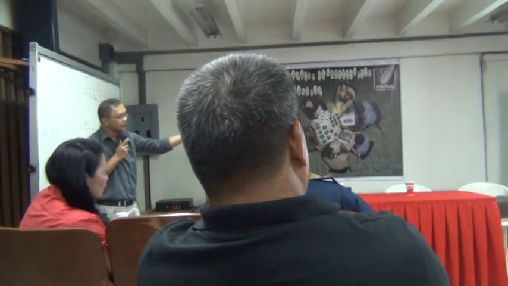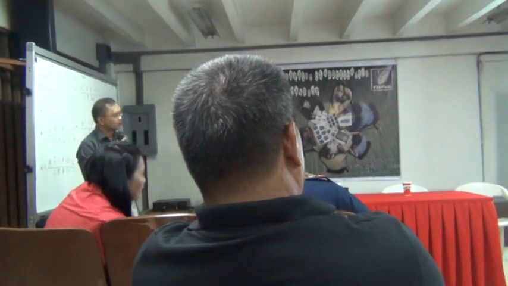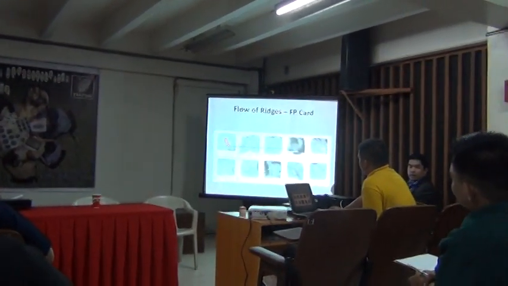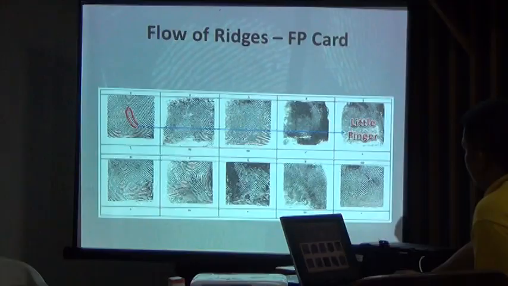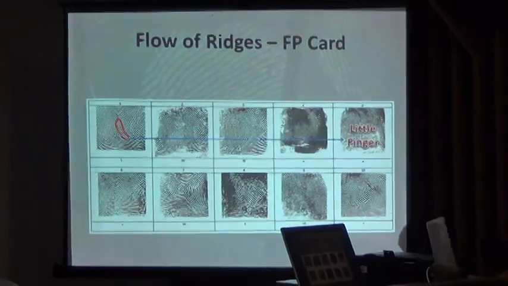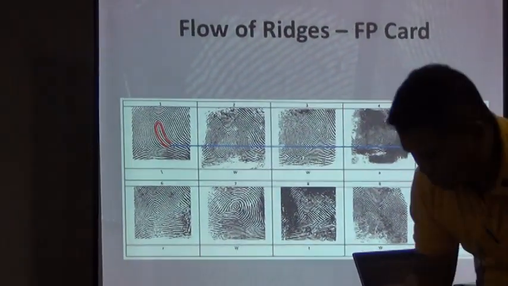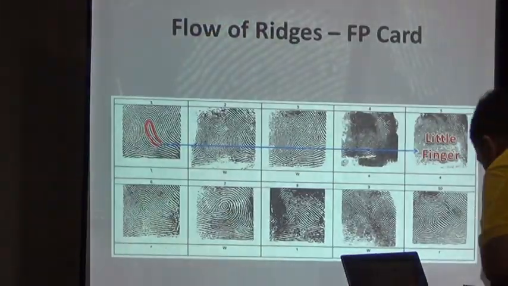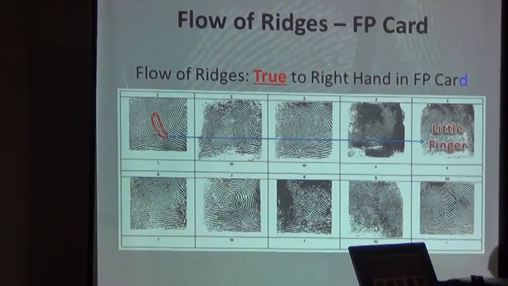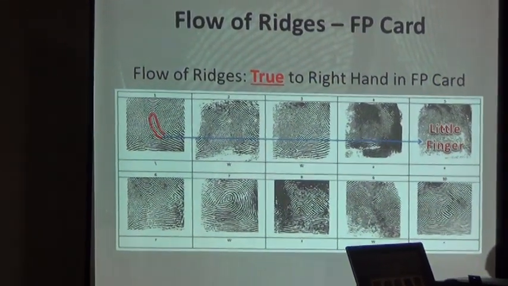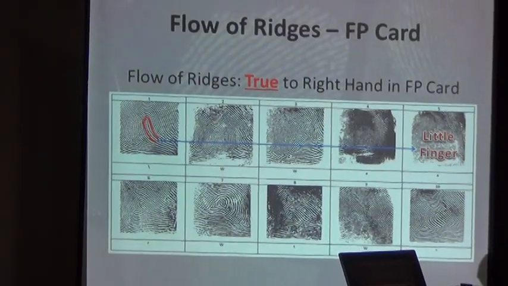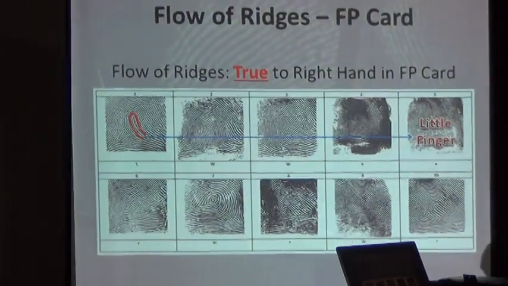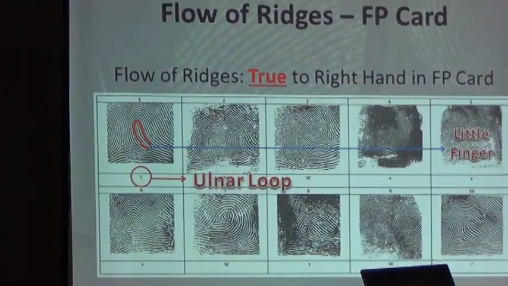Let us consider first the fingerprint card. Flow of ridges that is pointing towards the little finger, in that instance, the flow of ridges indicator is true to a right hand in the fingerprint card. But what about in the left hand? That is why we say it is an ulnar loop.